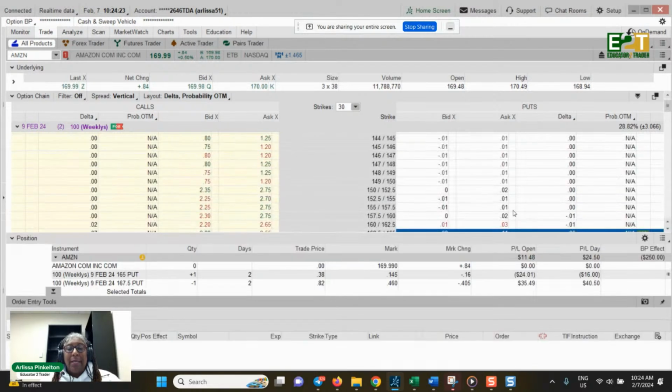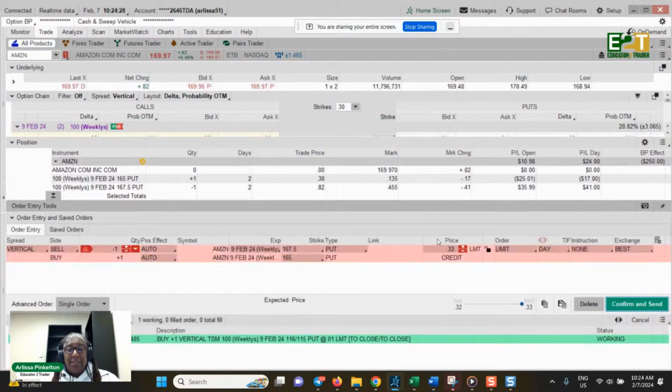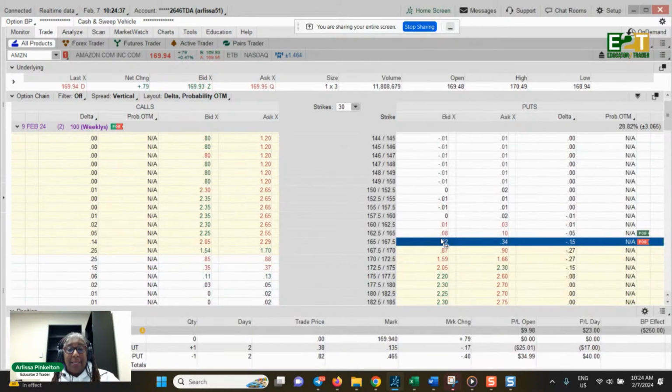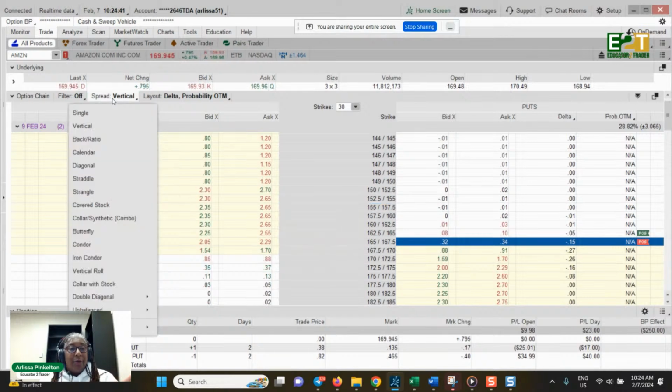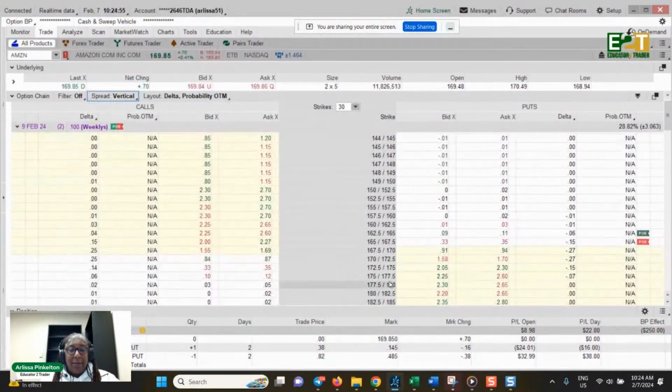So if you're not comfortable with the 167.5, which is now paying $33, this is more than 10% of the leverage. If you're not comfortable at that strike, then leave it, right? Or we can go look on the call credit spread side, go to single. Call credit spread side, 172.5 is the strike with a 76% probability out of the money. You can switch over to that, see what kind of money's there.